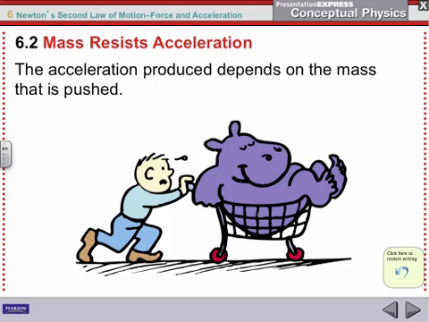So here's our elephant in the cart. Hey, it takes a whole lot more force. So here's Chris pushing the elephant, and it's pretty hard for him to accelerate that. Actually, that's probably not even an elephant. Probably a rhinoceros. I don't know what that is. Okay. So anyway, it's hard for Chris to push the cart, because he's not very strong.